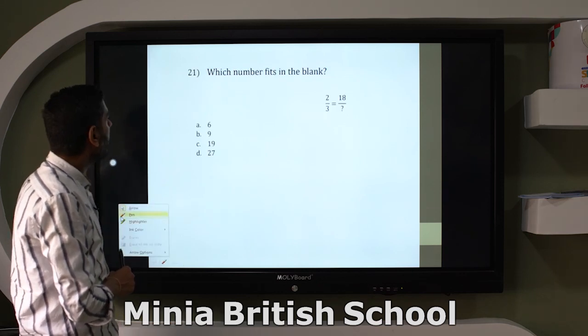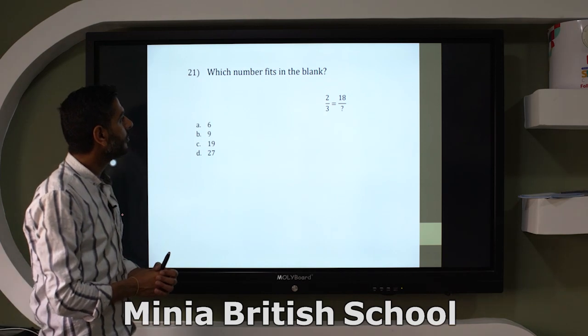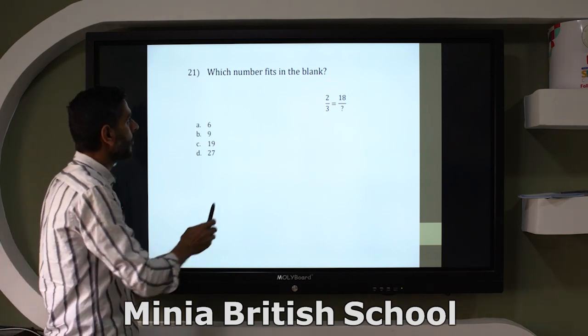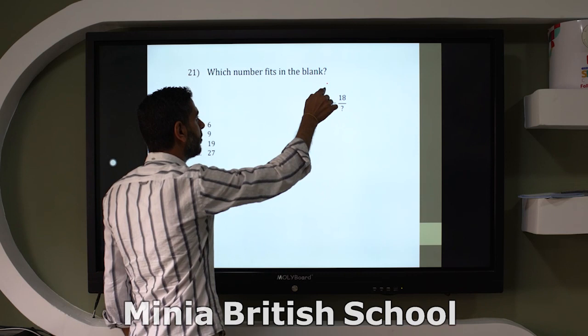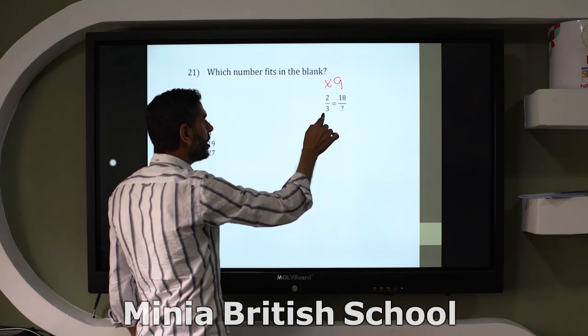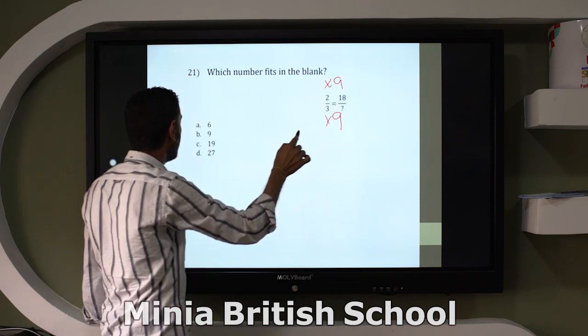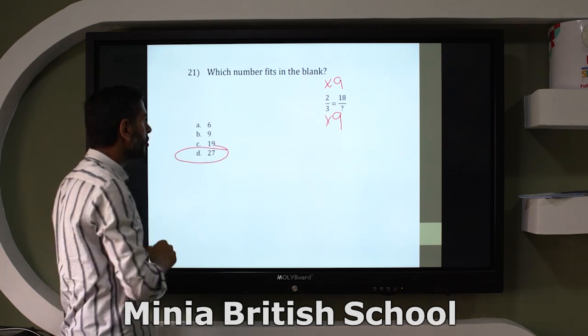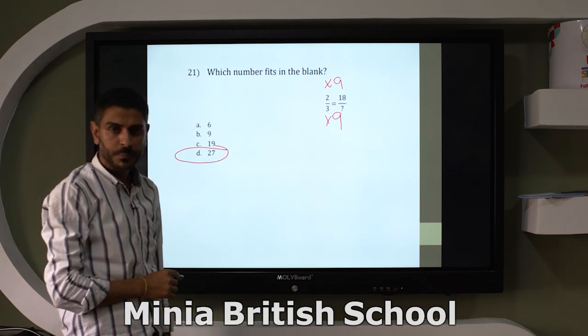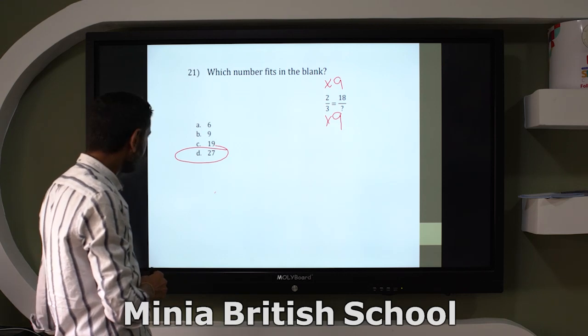Next one. Which number fits in the blank? 2 becomes 18, multiplied by 9. So 3 times 9 equals 27. Next one.